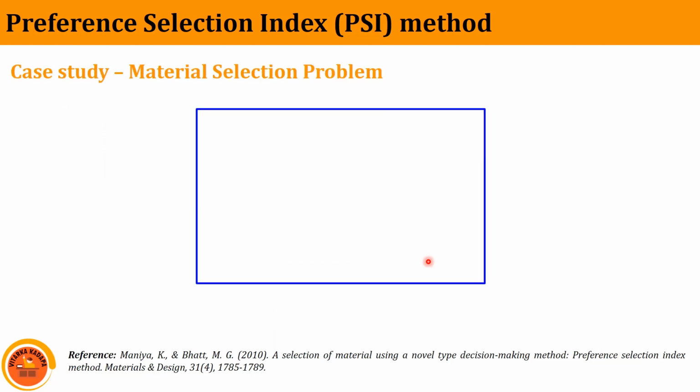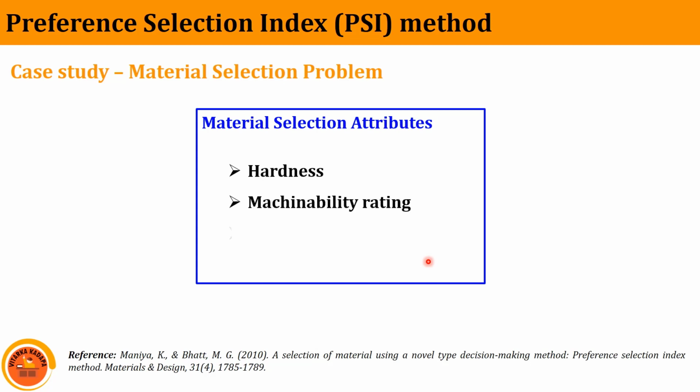Here, I will take a simple case study where we select a material for one particular application. The material selection attributes will be the hardness of the material, the machinability rating, the cost of the material, and the corrosion resistance, that is, how it is going to withstand. There might be multiple alternatives, but these are the attributes. Among these, hardness, machinability rating and corrosion resistance are beneficial attributes, whereas cost is a non-beneficial attribute.